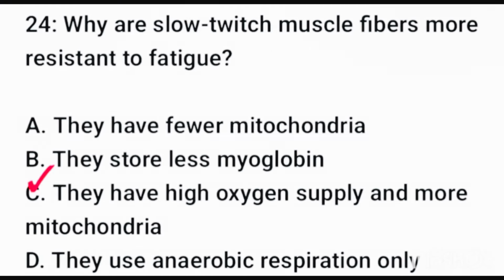Question number 24. Why are slow twitch muscle fibers more resistant to fatigue? Here correct option is option C, they have high oxygen supply and more mitochondria.